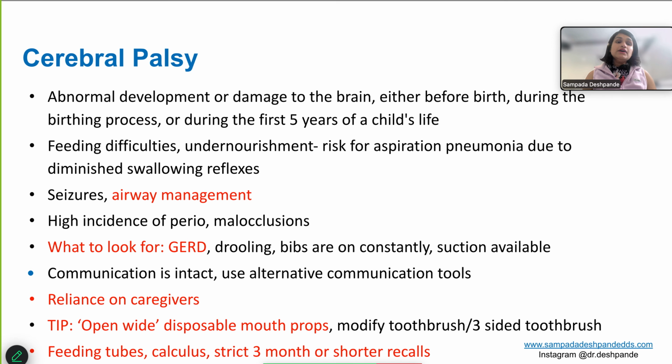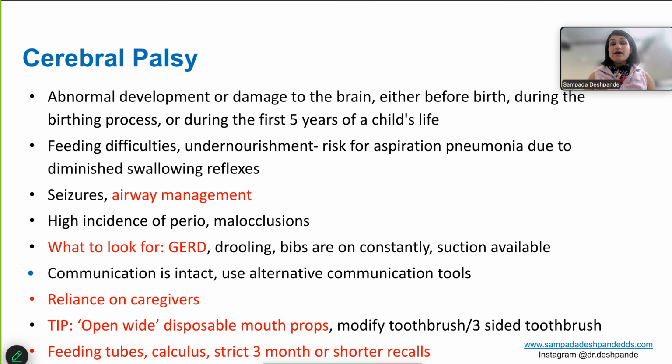Cerebral palsy. Cerebral palsy is actually abnormal development or damage to the brain either before birth, during the birthing process, or sometime during the first 5 years of a child's life. Typically associated with feeding difficulties, undernourishment, you'll see that they have diminished swallowing reflexes. Again, all of these things are considerations for sedation and operating room procedures, which is why it's so important to see them in private practice so we can prevent hospital dentistry.